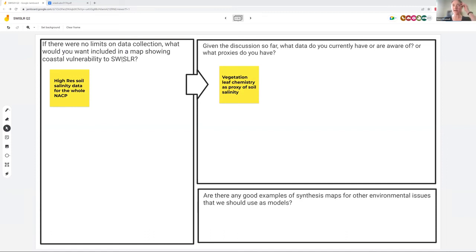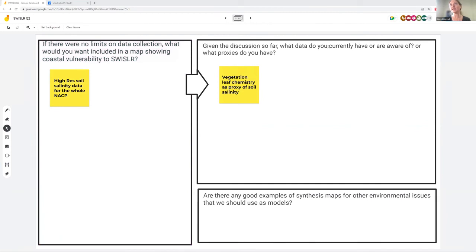I want you to first spend some time introducing everybody in your group, but then talk about, if there were no limits, if you could measure anything, what would you want to measure? What would you want to map to show coastal vulnerability to SWISLR? And then the next question is, after thinking about what we want to see, what can we actually measure? So putting those limits that we do have onto what we want. What do you currently have or are aware of, or what proxies do you know of that you could potentially measure? And then the last question to tie it all together is, do you have any examples for us? Any examples of a good synthesis map?